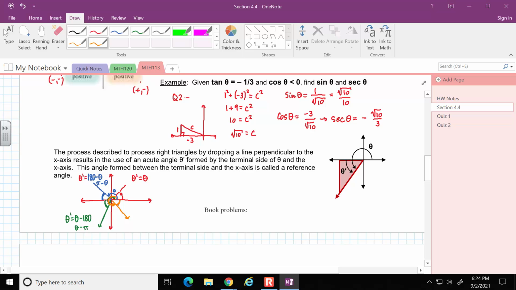So this is kind of like that 180 case. If I come all the way around to 360 and I subtract out all this stuff that I'm given, then I'm left with only that part. So in this case, theta prime is equal to 360 minus theta, or 2 pi minus theta. So given a coterminal angle, I should be able to determine that reference angle in all 4 quadrants.